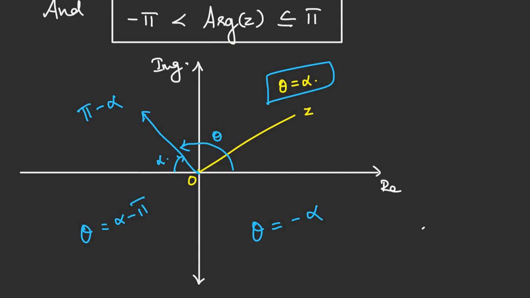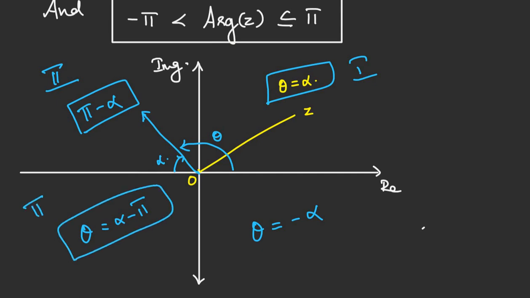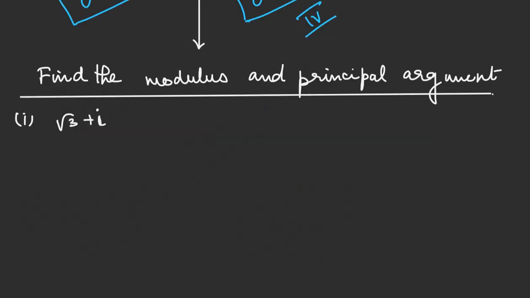It is very important that theta is equal to alpha in the first quadrant, theta is equal to pi minus alpha in the second quadrant, theta is equal to alpha minus pi in the third quadrant, and theta is equal to minus alpha in the fourth quadrant. Let us take the question. Find the modulus and principal argument of root 3 plus i.